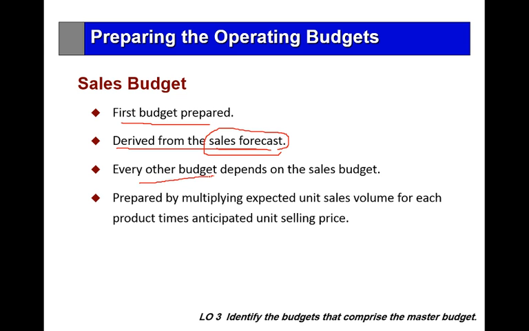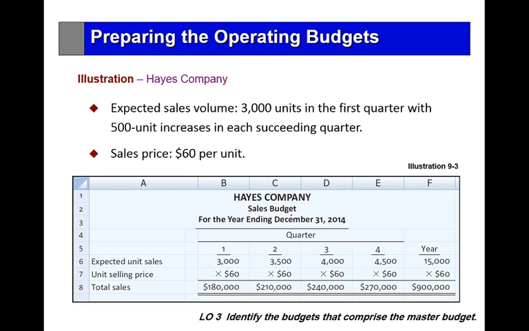Every other budget depends on the sales budget. Here we mean that the cornerstone or starting point in the budgeting process is to start with the sales budget or revenue budget, and every other budget depends on the figures or amounts shown in the sales budget, which is prepared by multiplying expected unit sales. We anticipate the expected units to be sold for each product times the anticipated unit selling price.